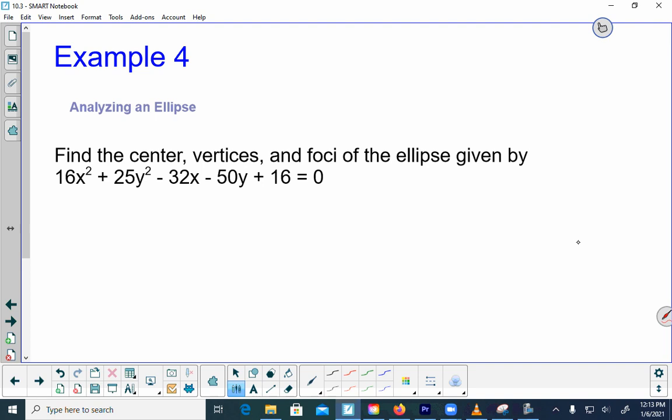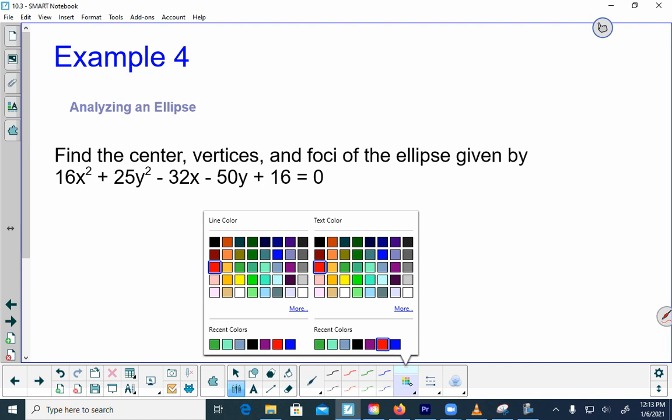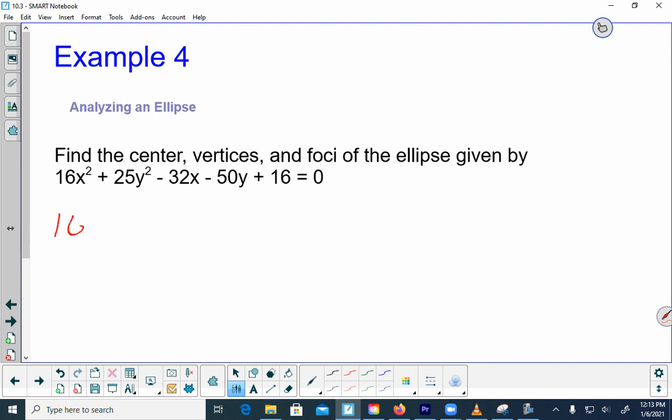by the following equation. So what we're going to do, remember, is we're going to have to write it in that standard form where we have the parentheses. So I'm going to have to complete the square for both x and y. So what I like to do is I like to put my x's together. So I'm going to write 16x squared minus 32x. And then I'm going to put my y's together. So plus 25y squared minus 50y.